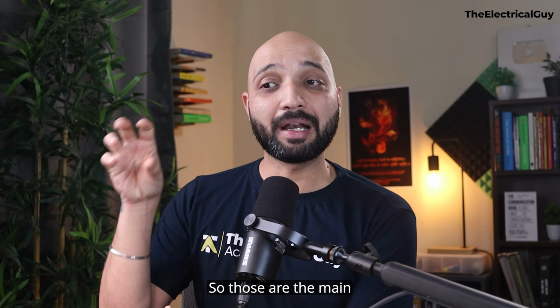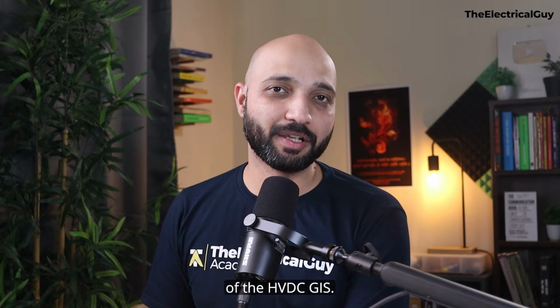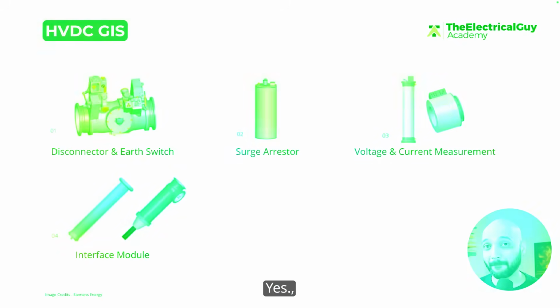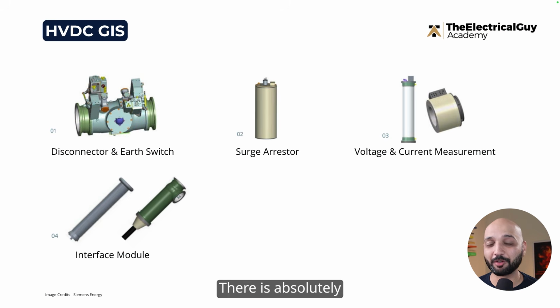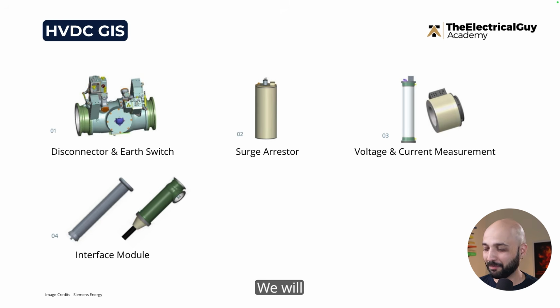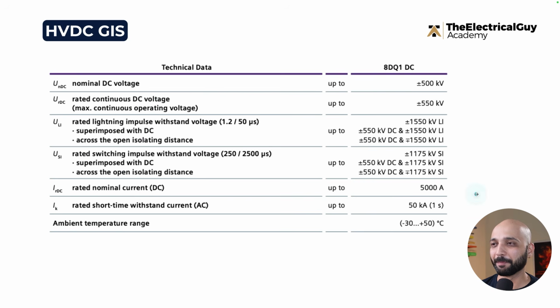So those are the main components of the HVDC GIS. Yes, I'm not missing anything. There is absolutely no circuit breaker. We'll talk about that in a minute.